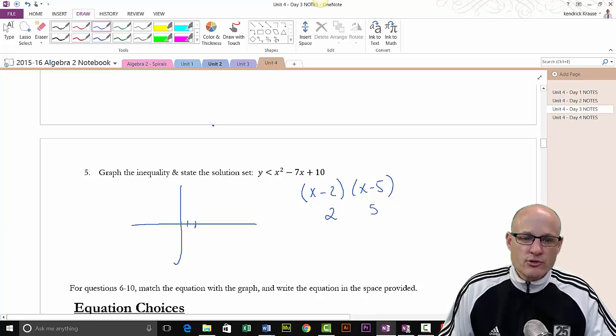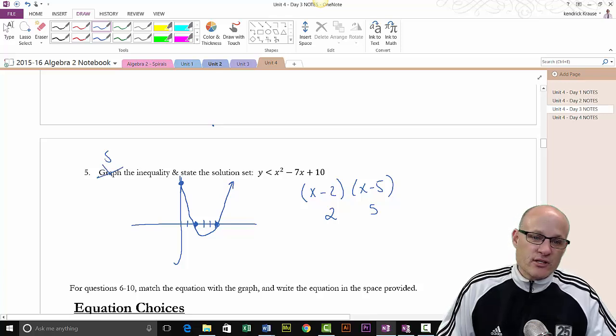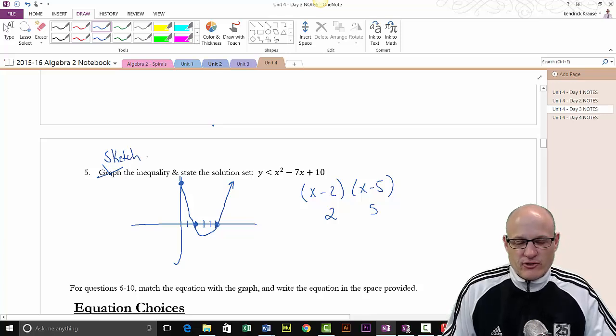So 1, 2, there's a root. And 3, 4, and 5. So they're my two roots. I also have a y-intercept up here at 10. So my parabola is going to look like this. This is a quick sketch. I didn't give you graph paper, so I should have said sketch, not draw or graph, because when I don't give you graph paper, I'm really looking for a sketch.